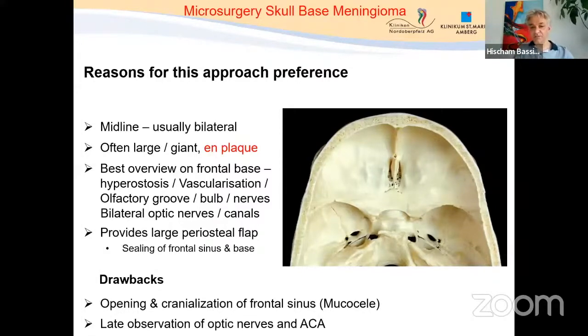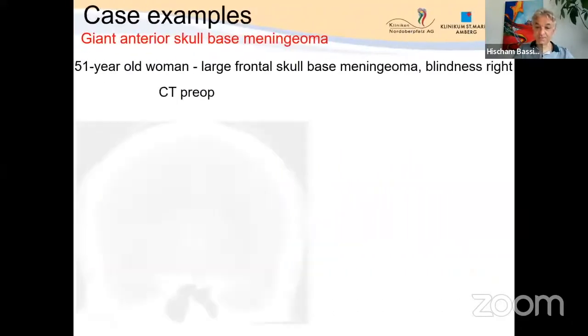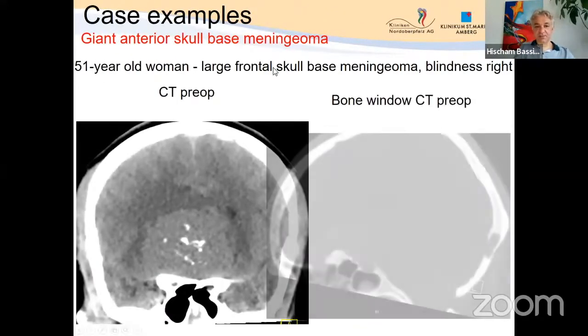There are drawbacks of this approach. The first one is that you usually open the frontal sinus, performing cranialization of the frontal sinus. And there's this danger, if you do not remove the mucosa well, of getting a late mucocele. And also some important structures like the optic nerves, chiasm, and the vessels are on the back side of the tumor when you're coming from the front. So there's a late observation of these important structures. So these are drawbacks.